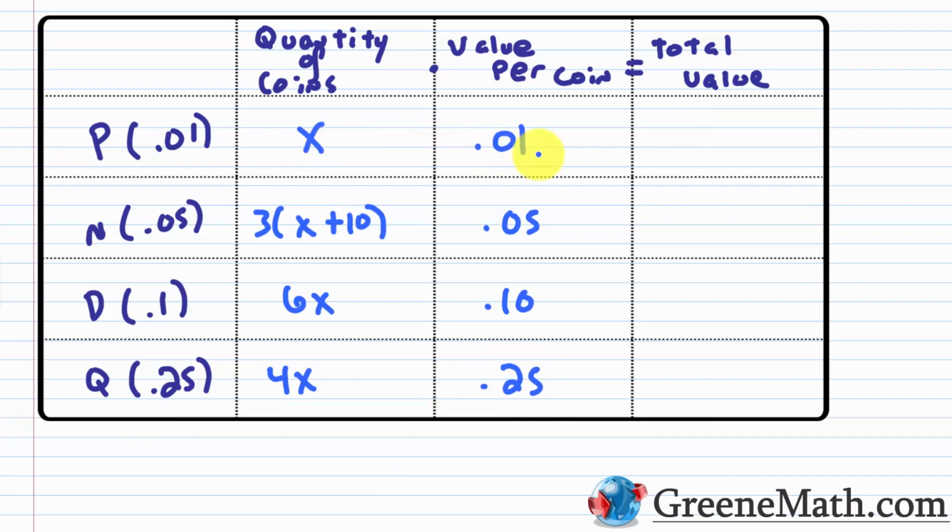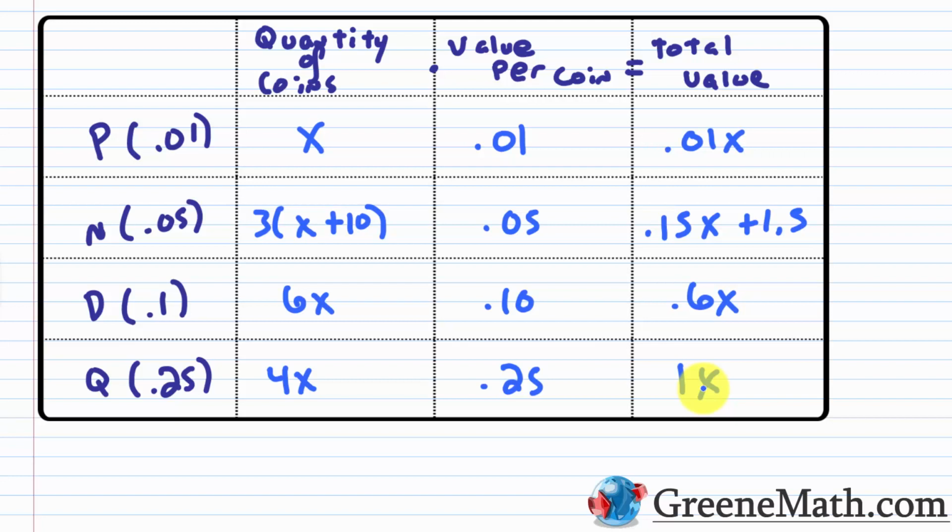So for pennies, it's X times 0.01, or 0.01X. For nickels, it's 0.05 times 3, which is 0.15, then times the quantity X plus 10. Now you can simplify this here, or you can wait till later. Let's just simplify it here. 0.15 times X is 0.15X, and then 0.15 times 10 is 1.5. So let's put 0.15X plus 1.5. And then for dimes, it's 6X times 0.1. So that's 0.6X. And then for quarters, it's 4X times 0.25, which is 1X, or just X.